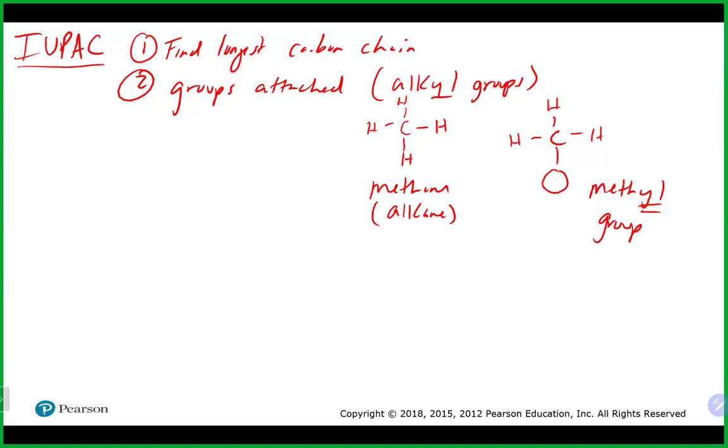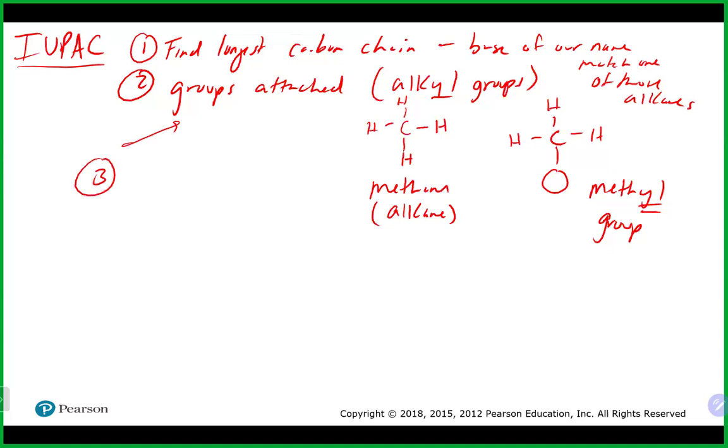We also have halogens, which are groups, so they're named fluoro, chloro, bromo, iodo as well. Once we do that, our longest carbon chain is going to be the base of our name. And it will probably match one of those alkane names. We have our groups.